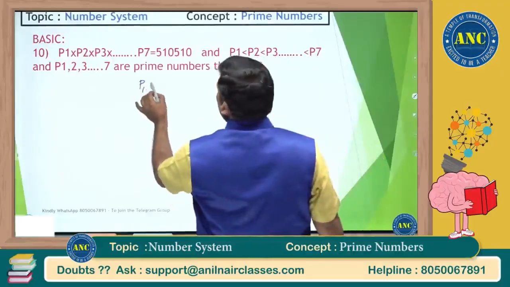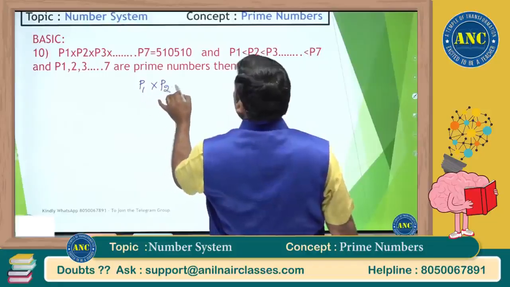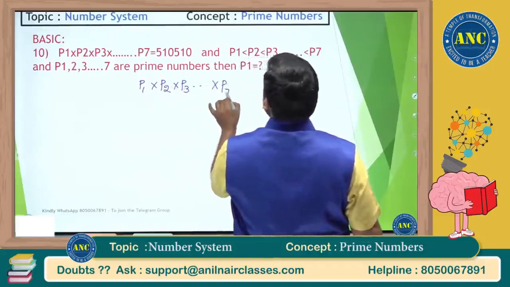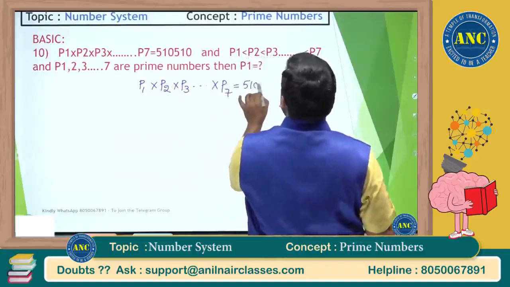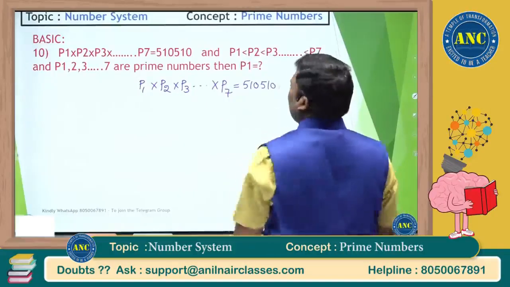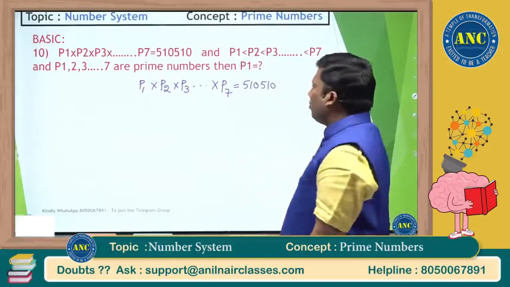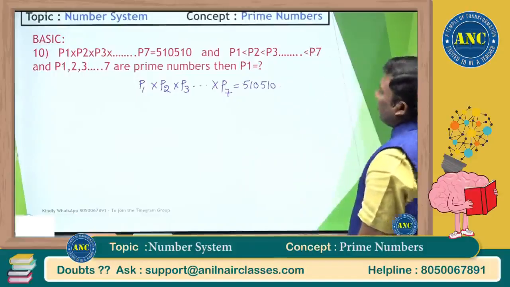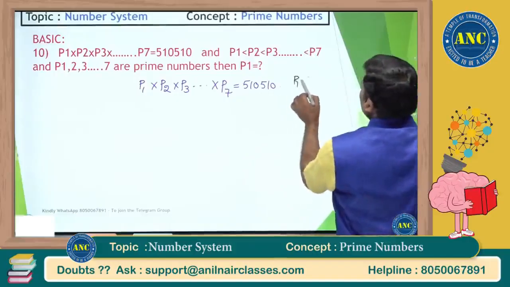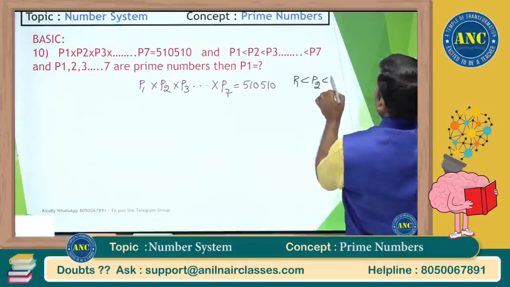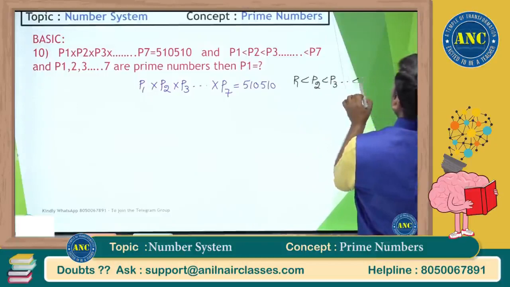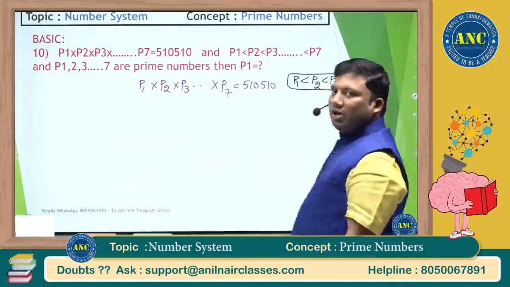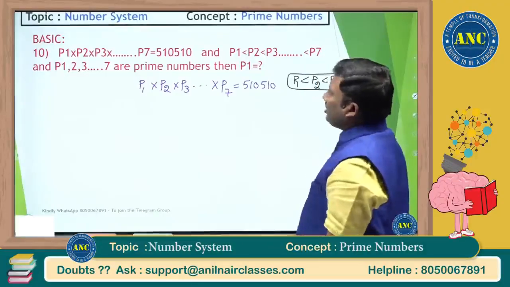Question is P1 into P2 into P3 and so on up to P7. It is equivalent to 510, 510. P1 is less than P2, is less than P3 and so on up to less than P7.